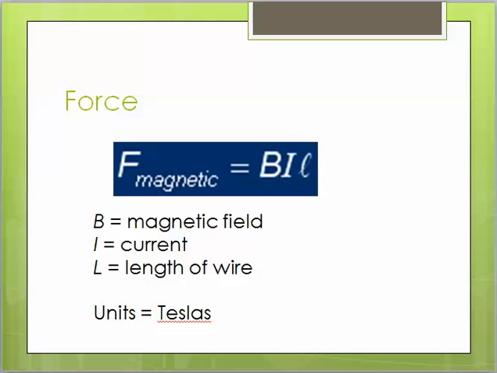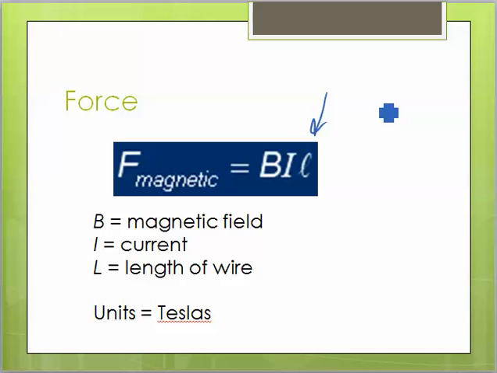The first thing here is our equation for force on a magnetic object in a magnetic field. Things I want you to understand is that B, which is something we'll use quite often, stands for the magnetic field. Sometimes it is referred to as the magnetic flux. I is the current, and L, the part here at the very end, is the length of the wire. The units are in Teslas.